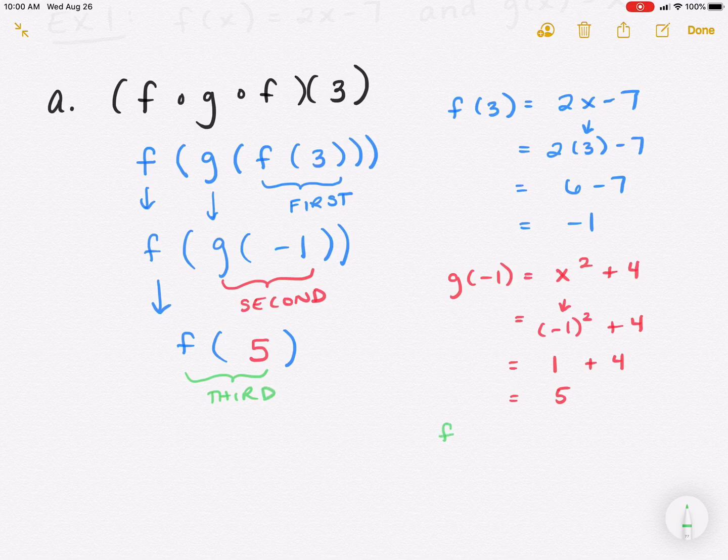And third, I'm going to find what f of 5 is. Well, the rule of f, again, is 2x minus 7. So let's input a 5 for the x, and we get 10 minus 7, and it's equal to 3. So finally, our answer is 3. So really, it's not that much different than what we were doing before. It's just that we start with the inner function, and then that answer gets plugged into the next function. And then that answer gets plugged into the next function, and on we go. Okay.